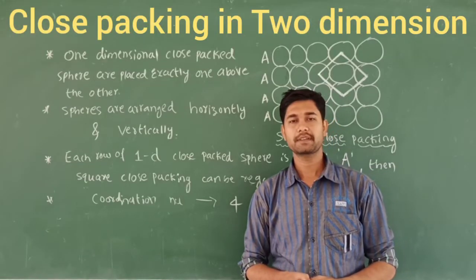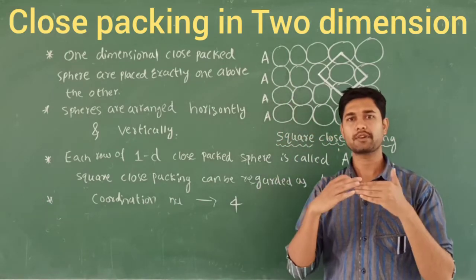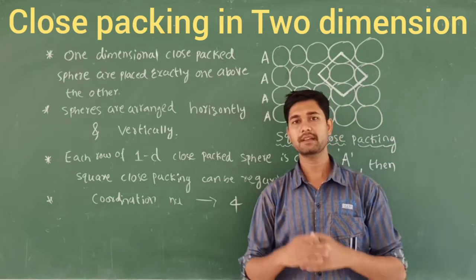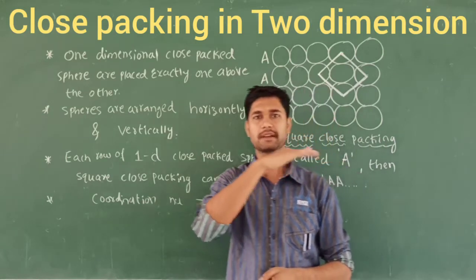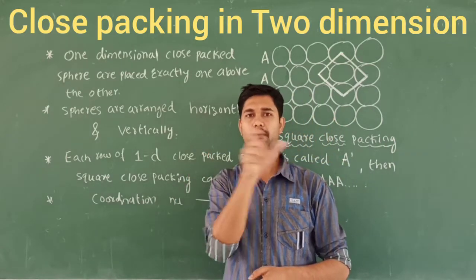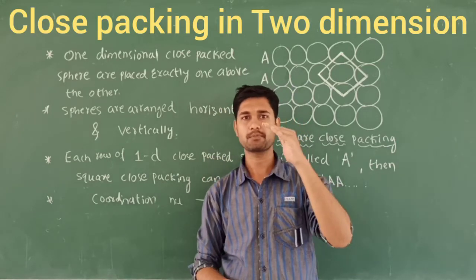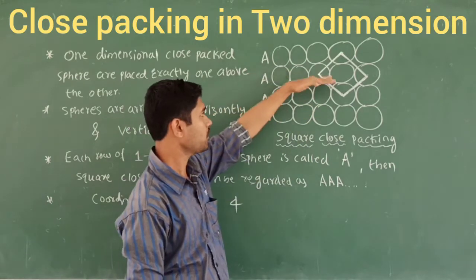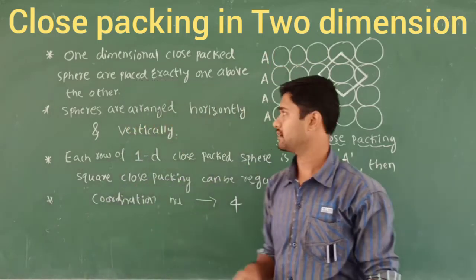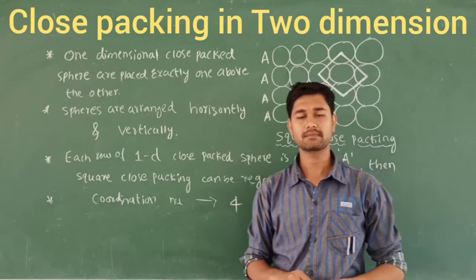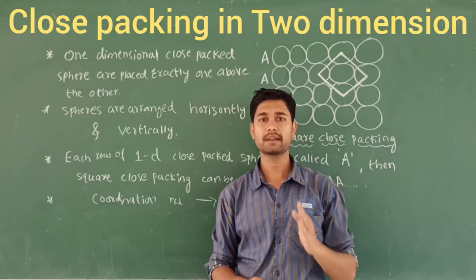Let us discuss the close packing system in 2 dimensions, and how the constituent particles are arranged. It is very simple. First you write a set of constituent particles in a row. Above this row you place another row of constituent particles. First one row, and above it one more row. That is the 2 dimension. This close packing system in 2 dimensions is mainly classified as the square close packing system.